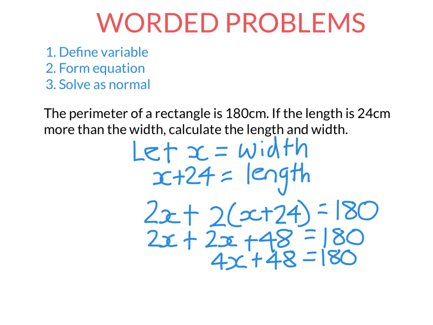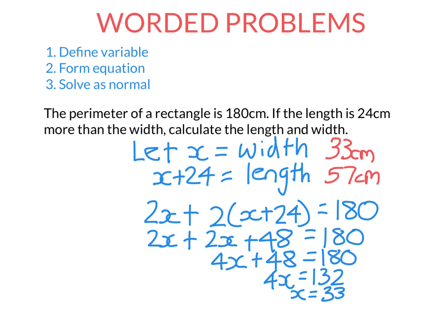Now that x is in one spot, we are going to subtract 48 from both sides. And then we're going to divide each side by 4. So 132 divided by 4 is 33. So you need to make sure you actually answer the question. The question didn't say find x, it said calculate the length and the width. So you need to state what they are. So we just found x, which is the width, is 33 centimeters. The length is 24 centimeters more, so it will be 57 centimeters. All right, then we're done.